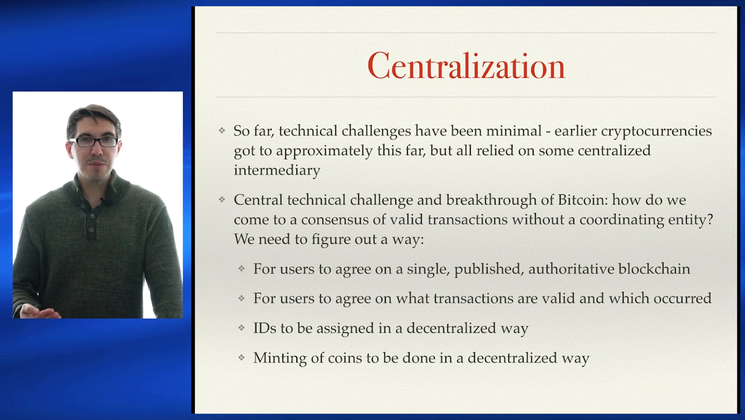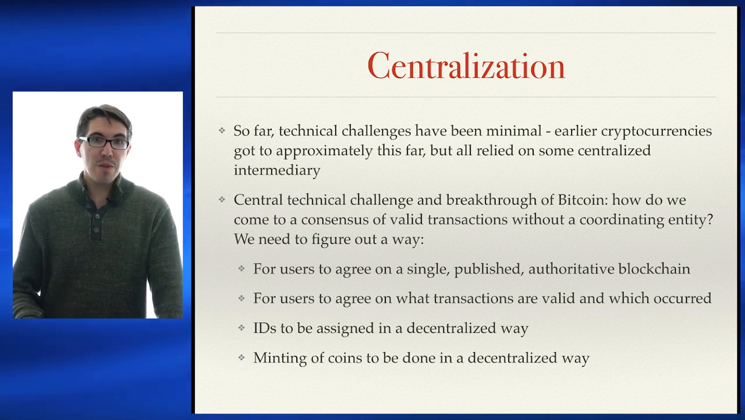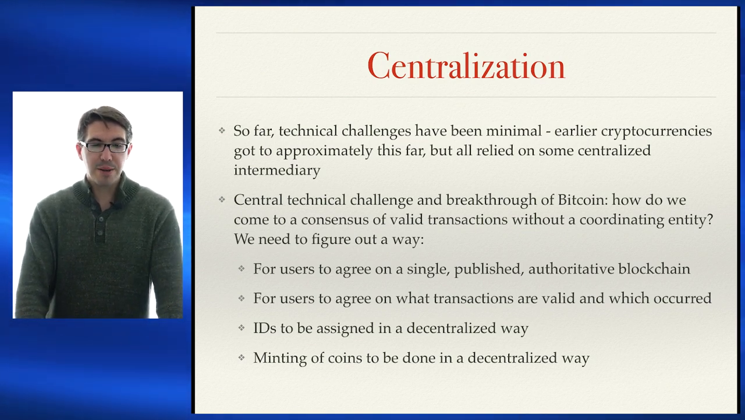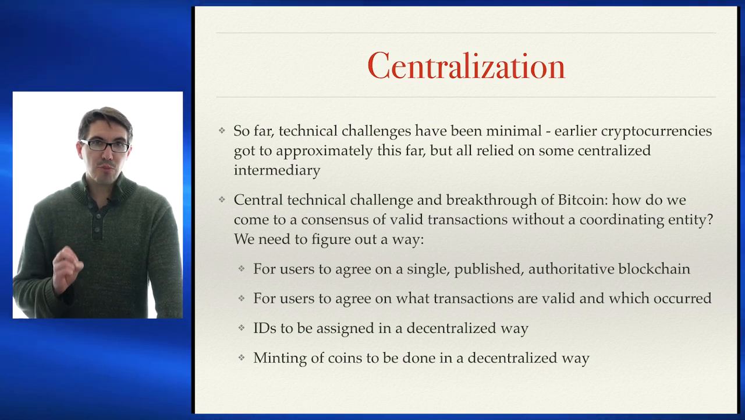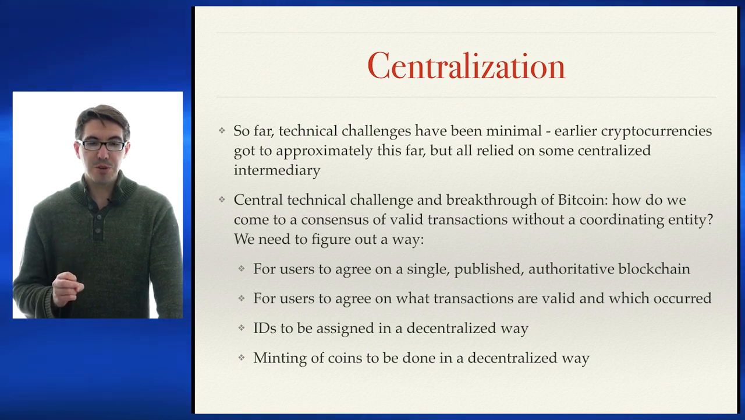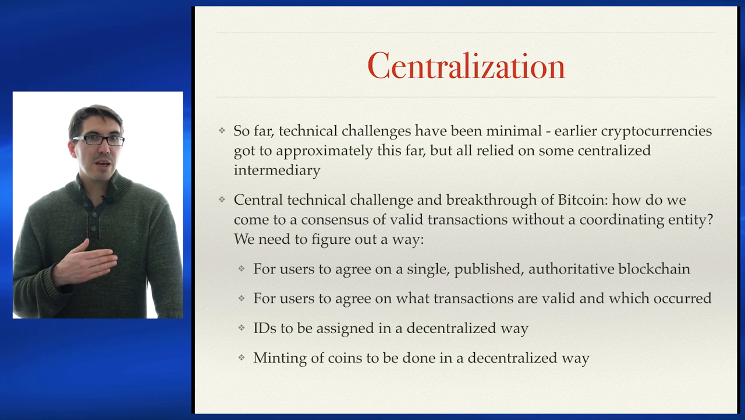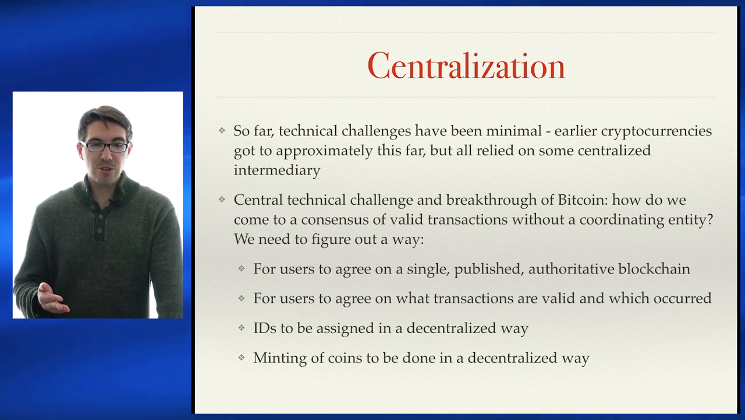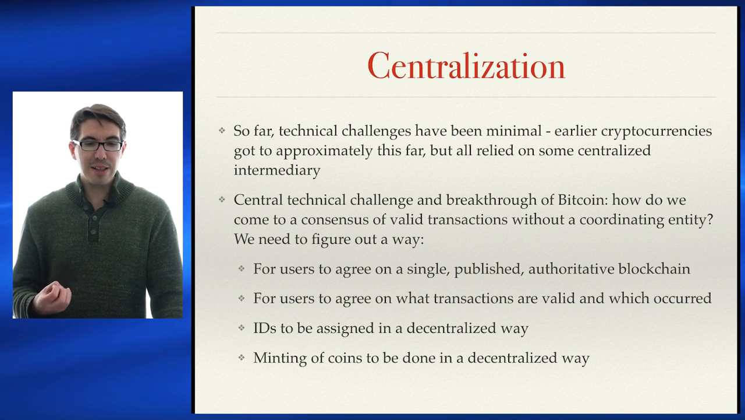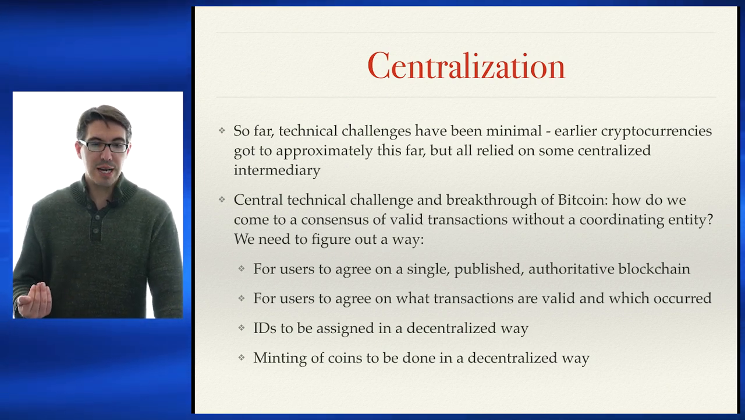So far, the technical challenges that we have already looked through and solved to get to this point have been, I hate to say minimal, but basically minimal. This is where earlier cryptocurrencies up till the mid-2000s had really got to. All of them relied on some sort of centralized intermediary to help avoid the double spend attack. The key technical breakthrough of Bitcoin that allowed it to become a functioning cryptocurrency, and allowed things to be decentralized, was coming to a consensus of valid transactions without any sort of coordinating entity.